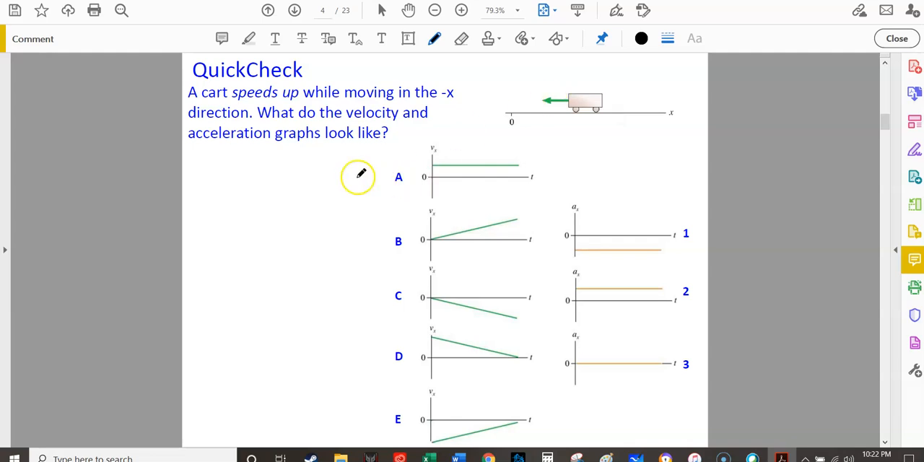All right, we're back. Well, this object is moving to the left, so it's got a negative velocity vector, and it's speeding up, which means its acceleration vector is also to the left. The definition of speeding up is when the velocity vector and acceleration vector are pointed in the same direction. So this is speeding up in the negative x direction. Speeding up in the positive x direction would mean both of those vectors are pointed to the right.